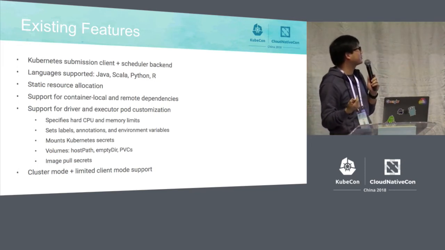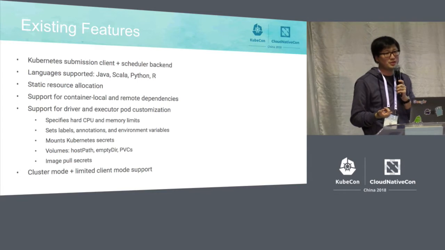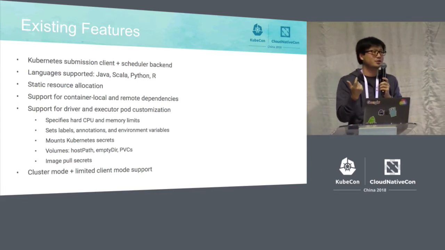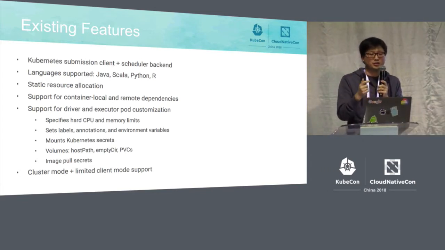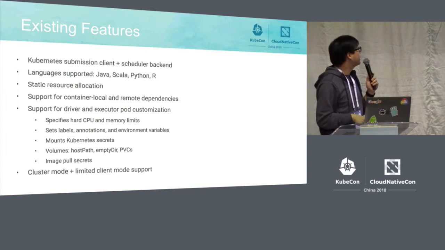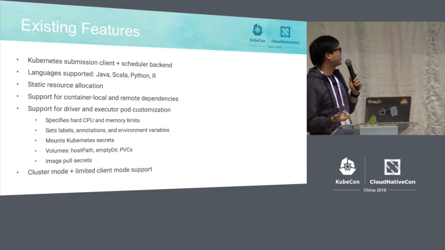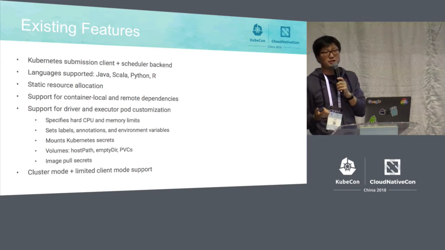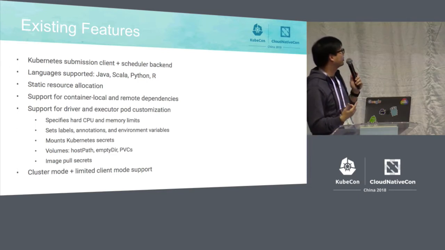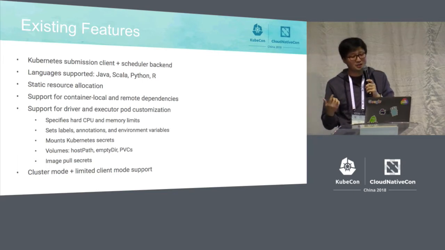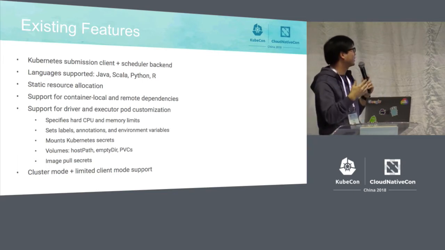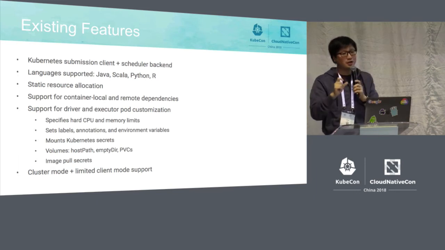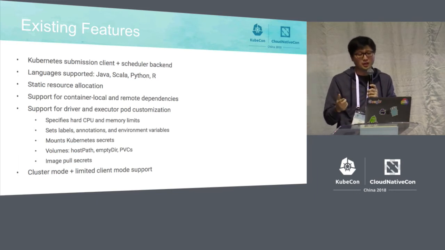Currently, it only supports static resource allocation. That means you have to figure out how many executors you want, and you can't change the number of executors at runtime. It supports both container-local and remote dependencies, like what I just described. And it also supports these basic pod customizations. For example, you can specify hard CPU and memory limits on the pods.